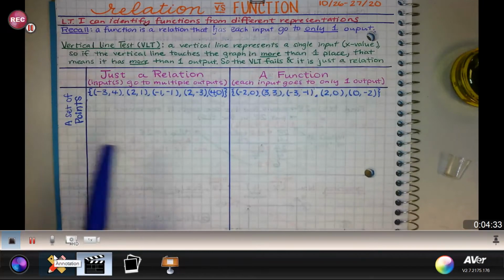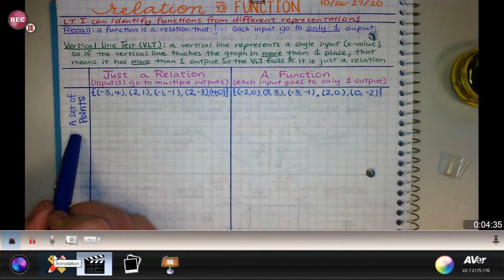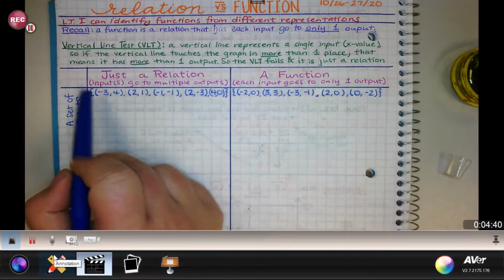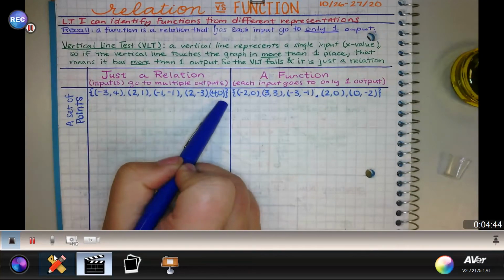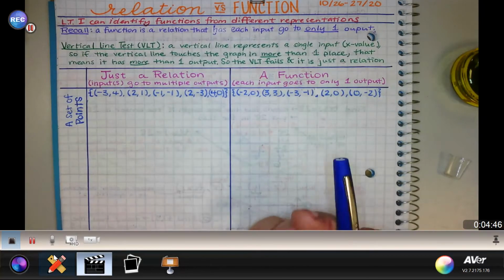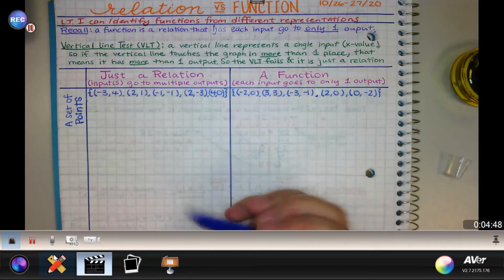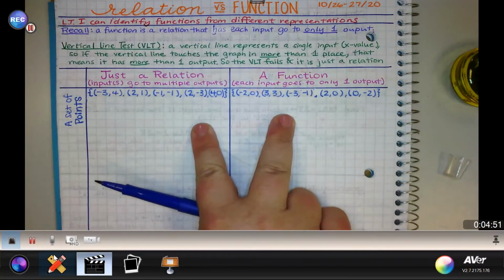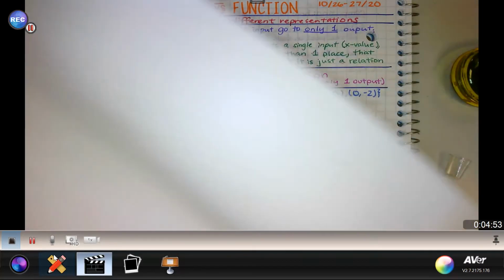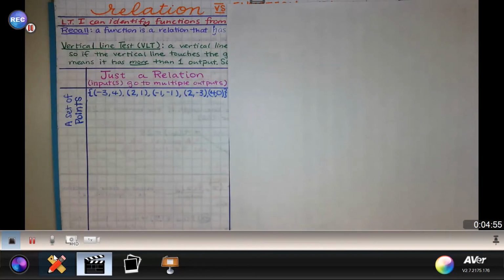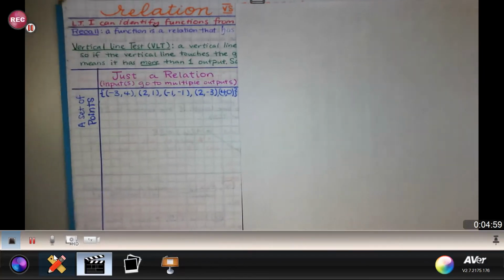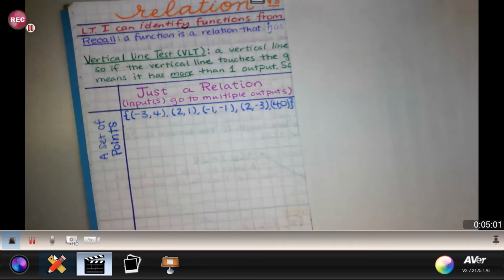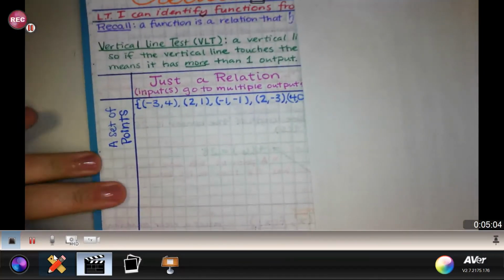Okay, so see that I've added my first section here, and that's a set of points. So this is one way to represent a relationship, it's just a set of ordered pairs, right? And then curly brackets to show that it's a set, right? Because we learned that for domain and range. So notice I have 2 examples here. I'm going to start with the just a relation side, okay? So the points here are, let me kind of zoom in for you. Oopsies.